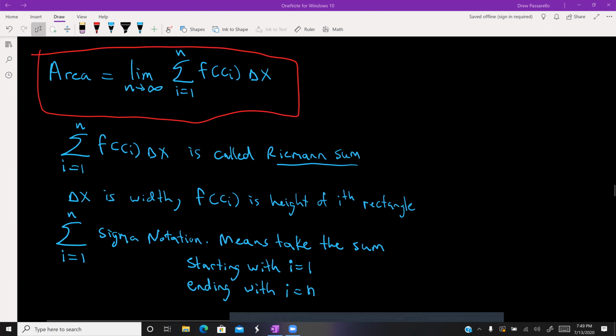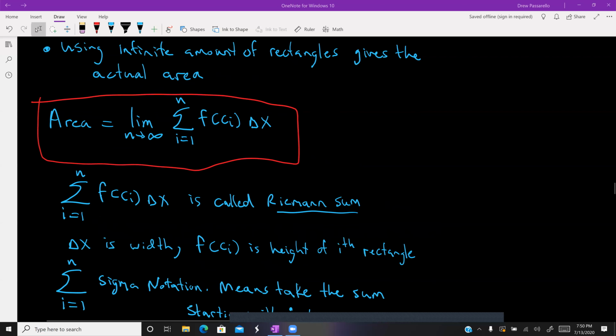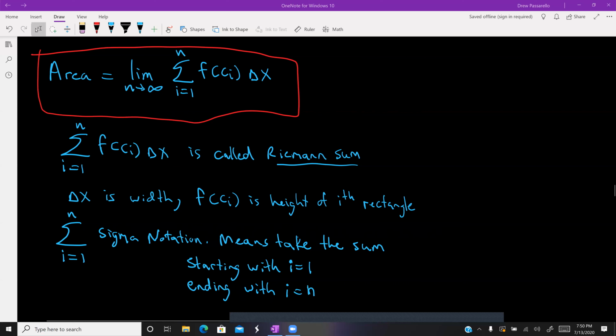And then that notation, sigma notation, takes the sum, and you start with i equals 1 and end with i equals n. So you're summing up n rectangles as far as the area of the rectangles, and we know the area of a rectangle is base times height, where our base is delta x, and the height of each individual rectangle is f of ci. We get our individual rectangles, at least from what we've done so far, by just choosing the left endpoints or right endpoints of subintervals.